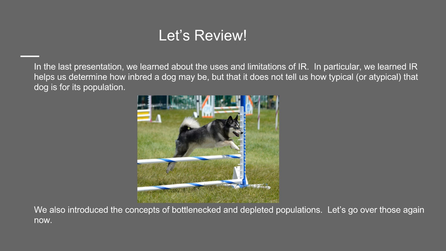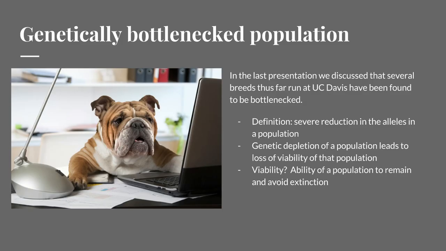But first, let's review. In the last presentation, we learned about the uses and limitations of IR, which is also internal relatedness. In particular, we learned that IR helps us determine how inbred a dog may be, but it does not tell us how typical or atypical that dog is for its population. Meaning, does it have a lot of bottlenecked genetics or genetics that are different from the bottlenecked? So we introduced the concept of bottlenecked and depleted population. Let's go over those now.